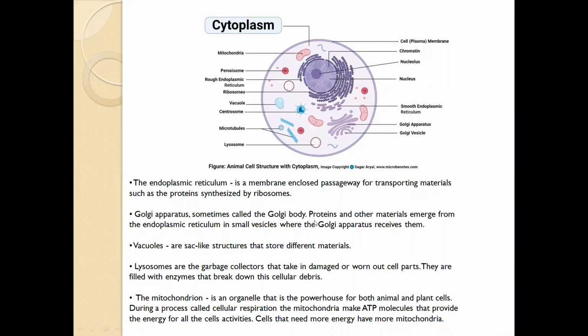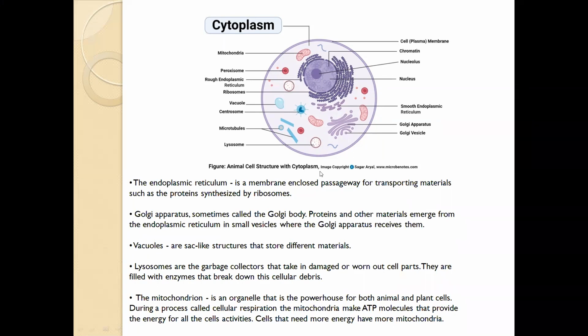So, doon naman sa Golgi body, which is over here, fino-form ng Golgi body yung mga proteins into shapes that the cell can use. Okay? So, it shapes the proteins into shapes that a cell can use. Okay, so these vacuoles, these are sac-like structures that store different materials. Sa plant cell, vacuoles store the water of the cell.